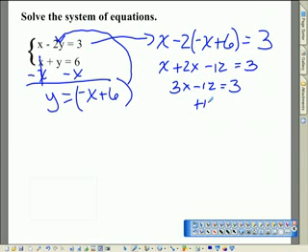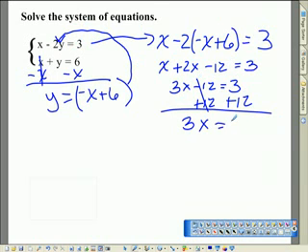Add 12, right? Reverse order of operations. If I were going forward, I'd add and subtract last. Since we're reversing and solving for a variable, we do that first. We get rid of addition, subtraction first. That cancels. 3x equals 15. Divide by 3. X equals 5.